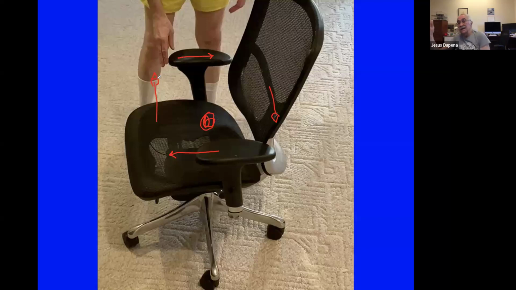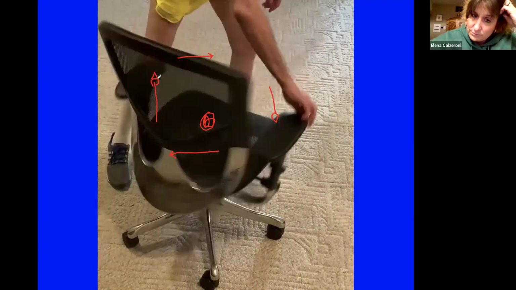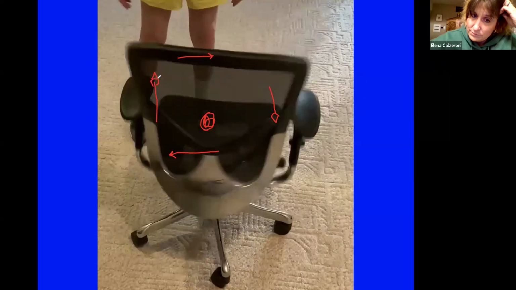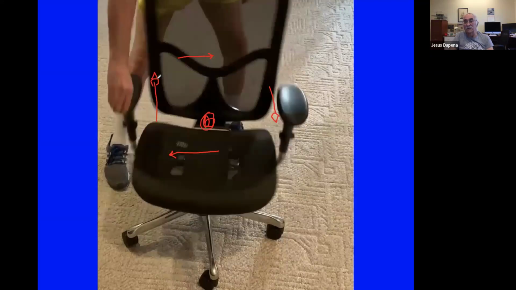What you'll see is the speed of rotation of the chair is going to be much larger at the end of my push. Okay, more time, more faster rotation at the end.